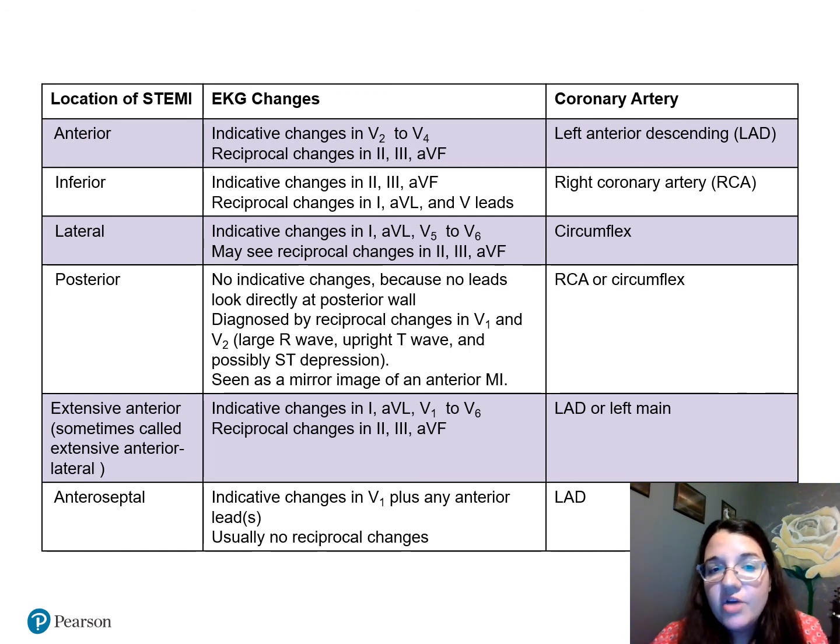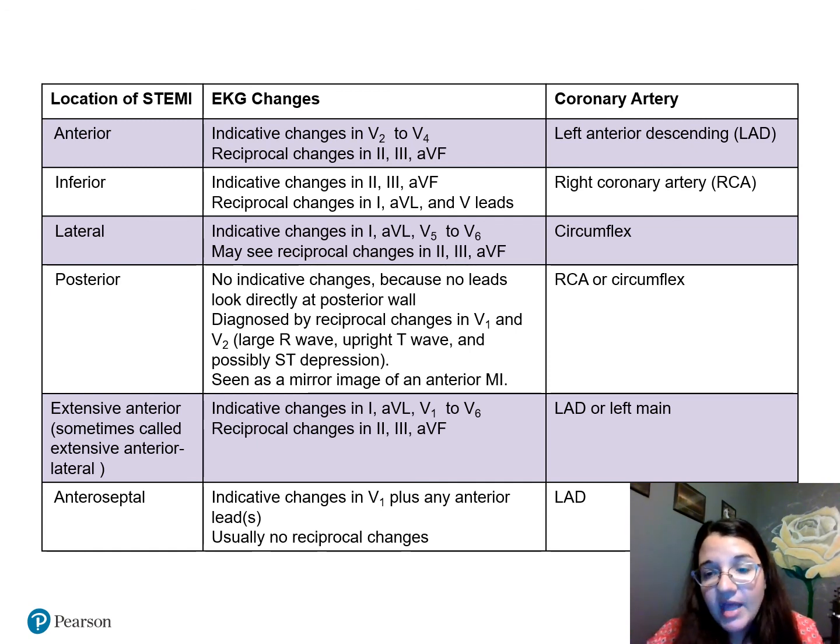Posterior, no indicated changes because there are no leads directly on the posterior wall, right? We can only look at posterior by looking through my anterior. It is diagnosed by reciprocal changes in V1 and V2, the large R wave, upright T, and possible ST depression. It is seen in a mirror image of your anterior MI.